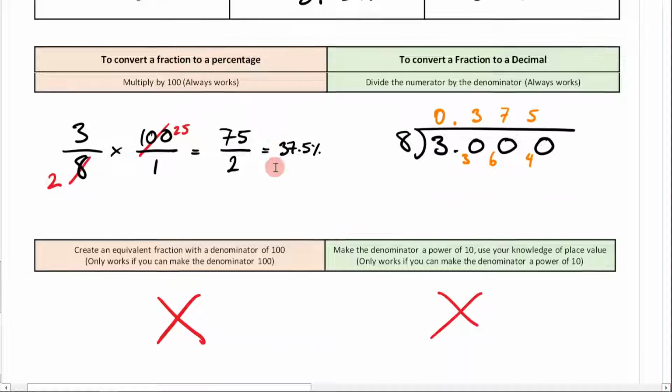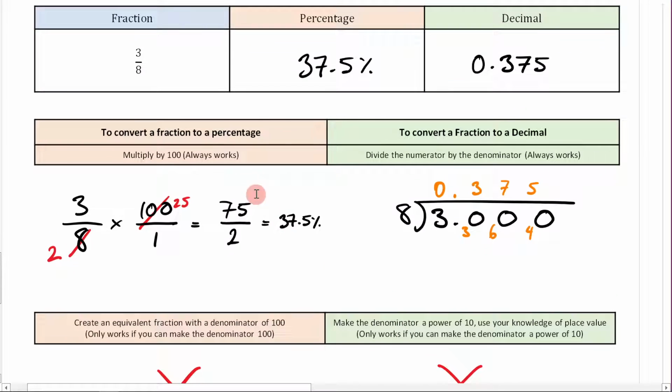So you need to know that sometimes these aren't viable options because there's no way of turning 8 into 100. Hopefully you found this helpful.